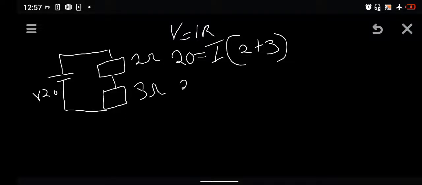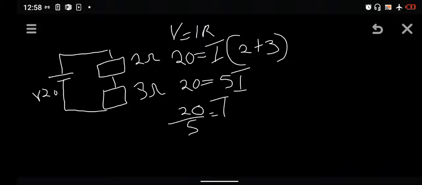So we have 20 equals 5I. We make I the subject of the formula. We have 20 over 5 equals I, making I equal to 4 amps. So this is the answer to I. Let's check if we are correct. Let's build the circuit and see if we are correct.